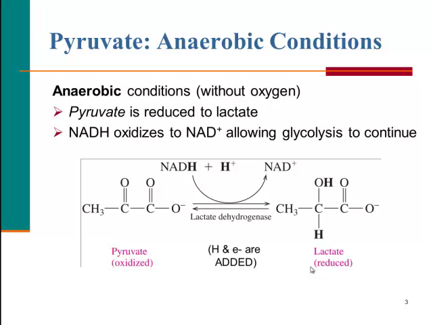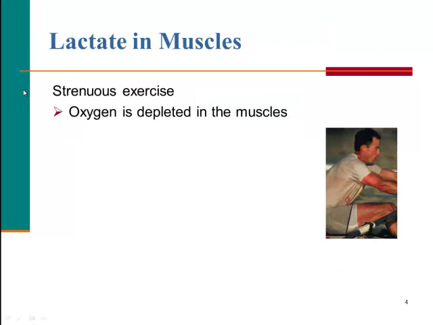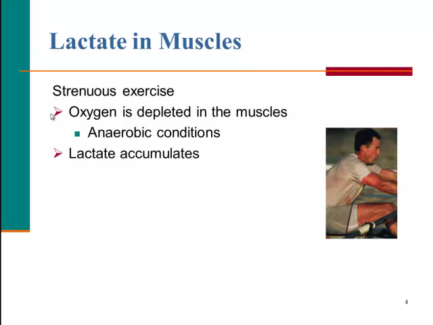So NADH is oxidized. We're losing this high energy molecule and it's being converted back into NAD+. So again, this is going to happen under strenuous exercise conditions where oxygen is being depleted in the muscles more readily than it can actually be delivered there. So that's going to cause there to be temporarily anaerobic conditions within our muscle cells.